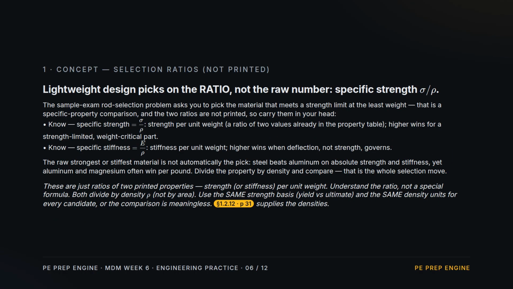Concept 5. The selection ratios, and these you derive by dividing. When the exam gives you a strength target and a weight limit and asks which material, you are comparing specific properties. Specific strength is strength divided by density, strength per unit weight. Specific stiffness is modulus divided by density. Neither ratio is printed, so carry them in your head. The key insight: the strongest material is not automatically the choice. Steel outmuscles aluminum outright, but aluminum and magnesium often win per pound. Divide by density and compare. That is the entire move.